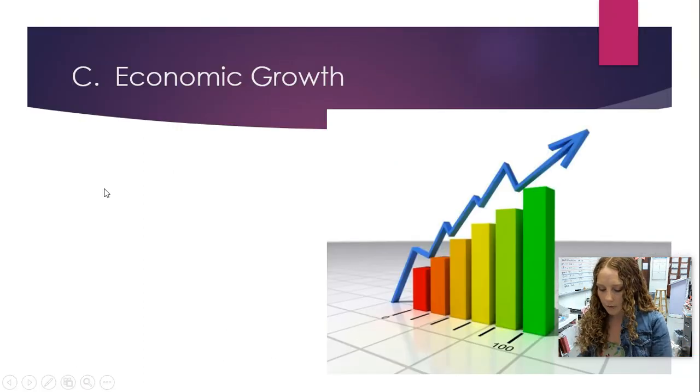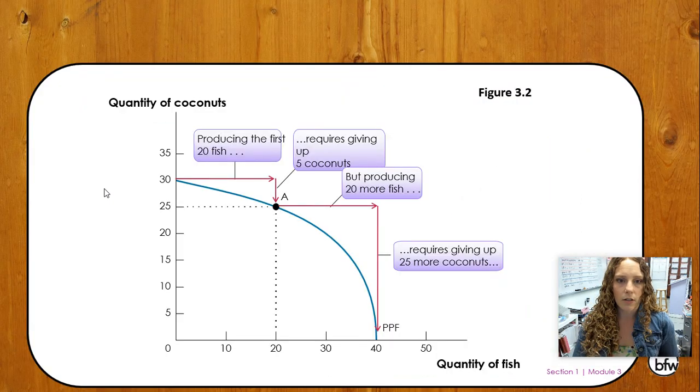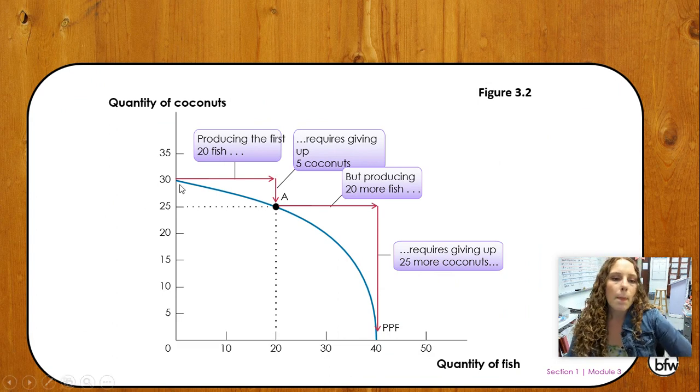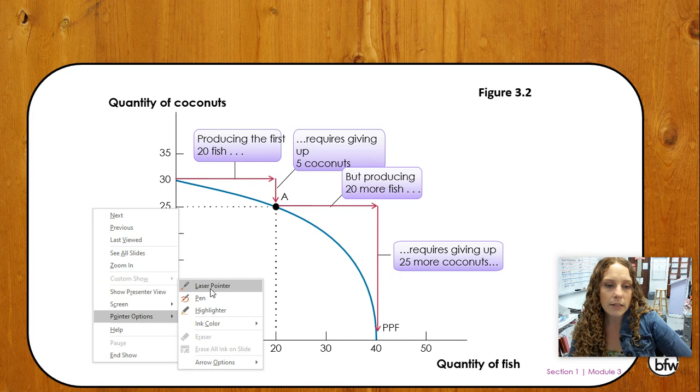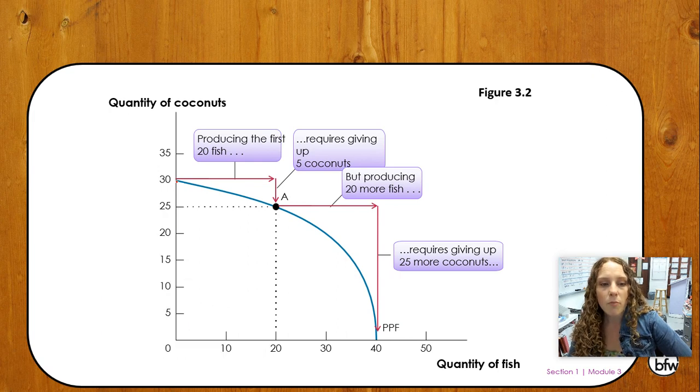Now, it's important that we understand the difference between, and actually I'm going to go back a second to better illustrate this, the difference between movement along the PPC and then the actual shift of the PPC. Movement along the PPC means I'm staying on this. Maybe I'm producing less coconuts or less fish or more, whatever, but I'm still on my PPC. That is movement along. It is not a shift.